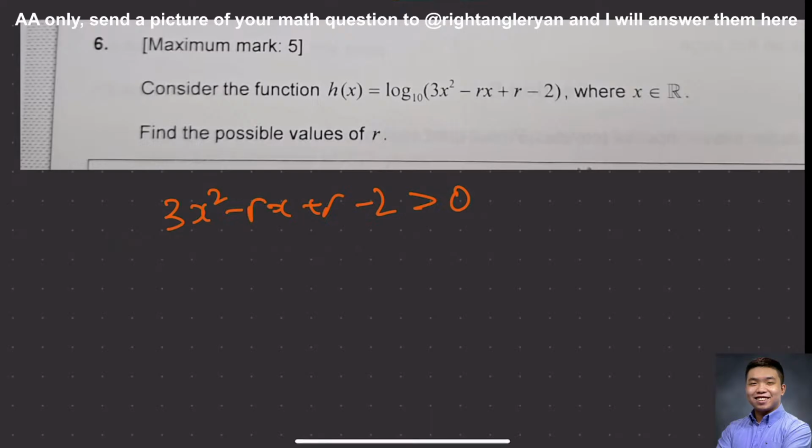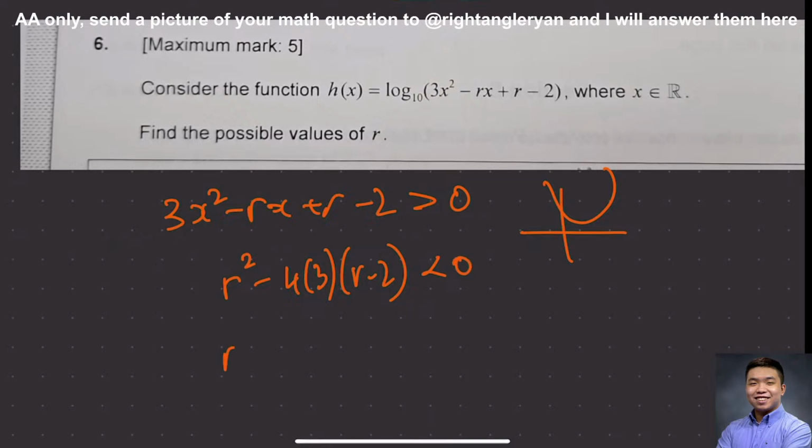Okay, so let's try to do the discriminant. It's going to be b squared minus 4 times a times c. If we do this, how many solutions do we want? If we want this whole thing to be bigger than 0, we want no solutions, because this is a U-shaped quadratic, because a is positive. If we want the whole thing to be bigger than 0, it needs to be above the x-axis like that. So if there's no solution, that means this discriminant has to be less than 0.